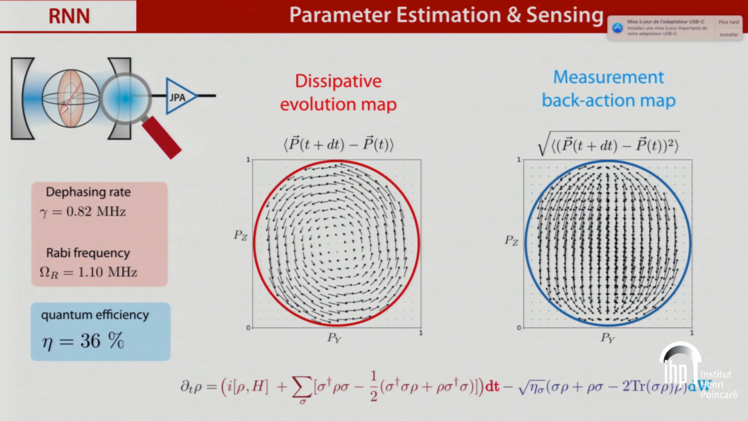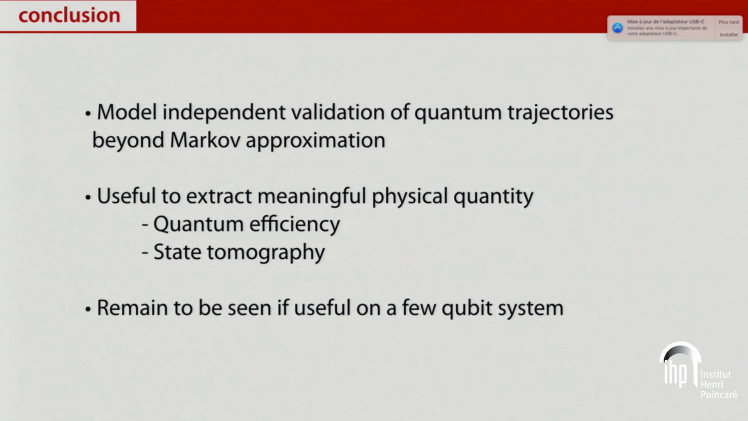A nice quantity is also the quantum efficiency, which is a factor of this dW term right here, by comparing the dephasing rate and the measurement rate. It's still useful if you have a slightly more complicated system, like two qubits, or a few qubits.